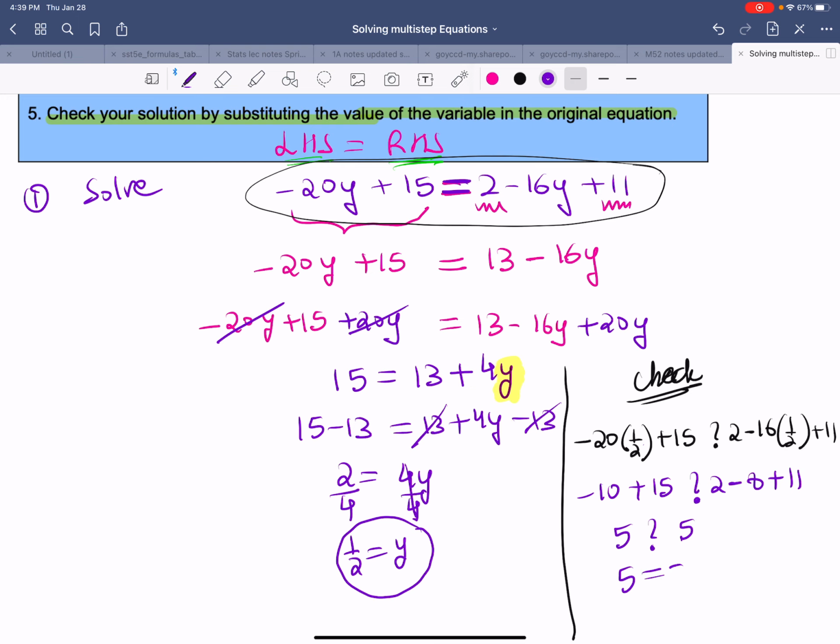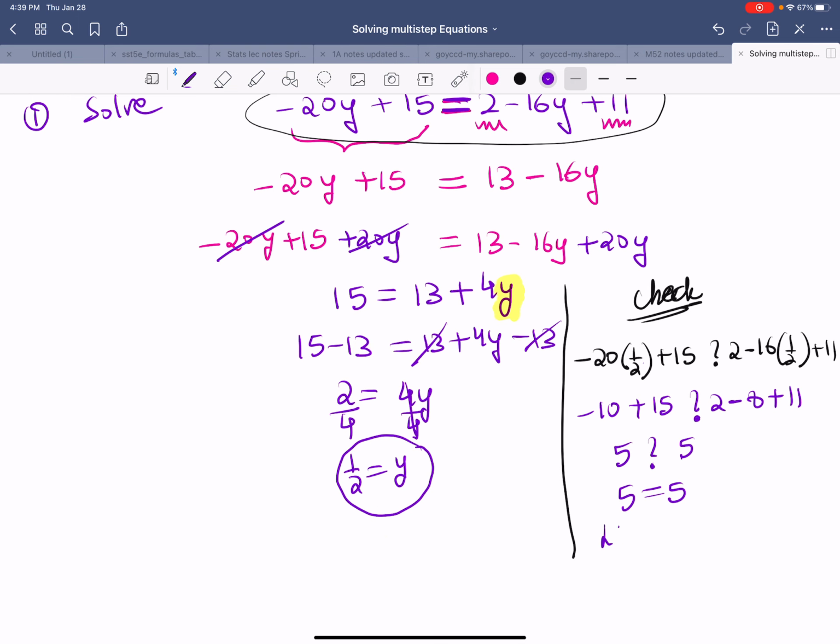So 5 is equal to 5. That means the left hand side is equal to right hand side. My answer is correct, and y is equal to 1/2. So that means the value of the variable is 1/2 in this case.